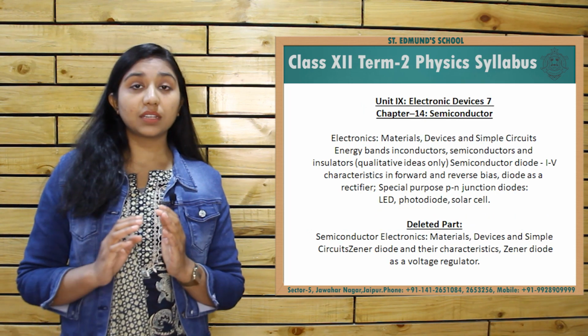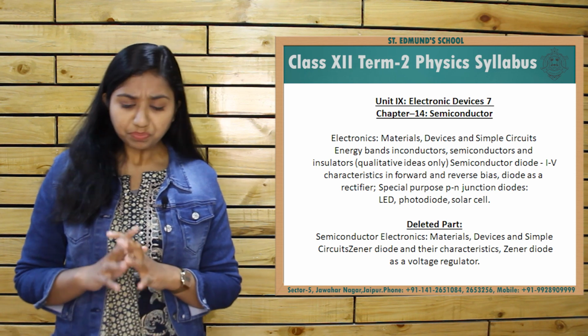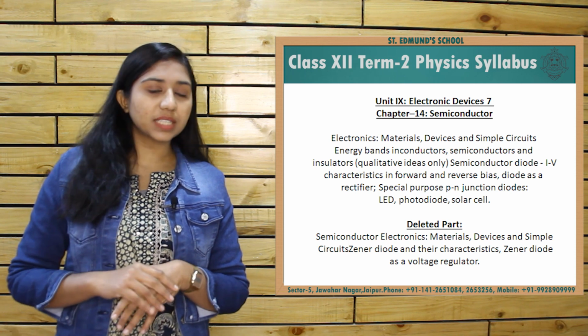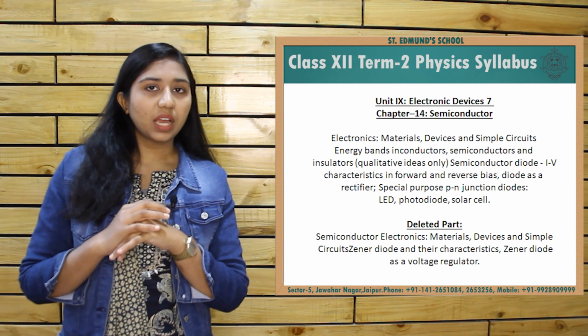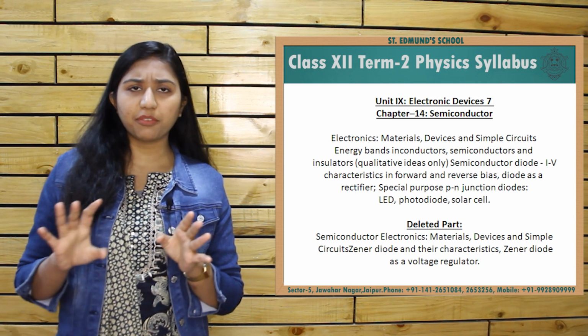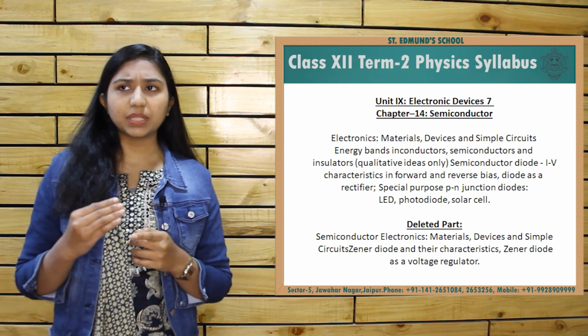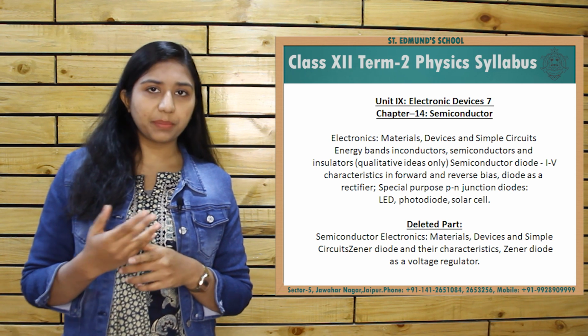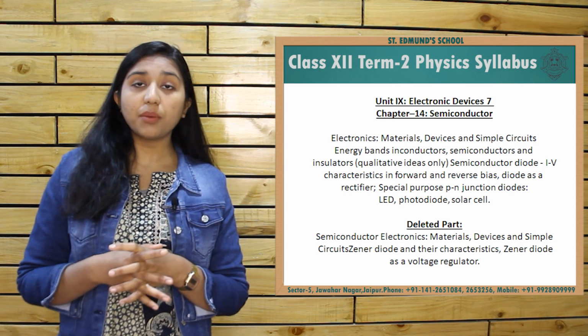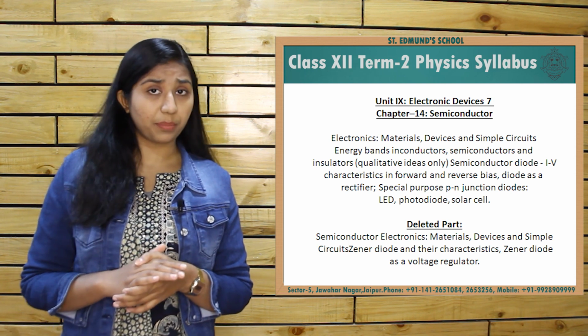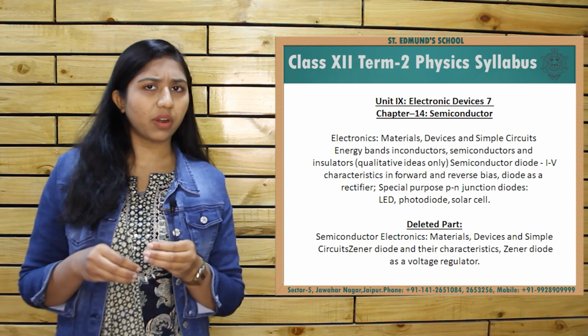Okay, the last unit is your semiconductor. People often again find it difficult, but many things have been deleted like Zener diodes and logic gates, all have been deleted. All you need to focus on is energy bands and basic properties of semiconductors, how semiconductors form, like this. So if you have studied well, again it's a scoring chapter, okay, mostly theoretical.